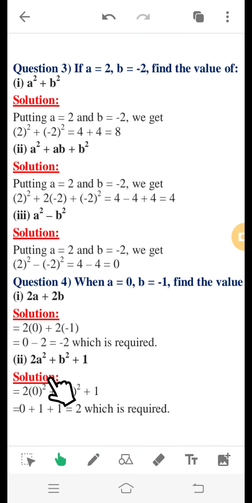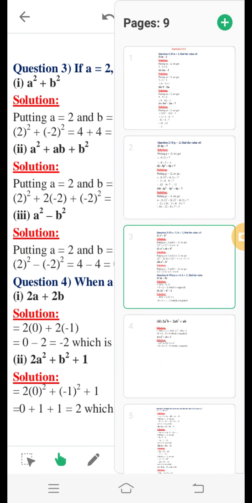Second one, 2a square plus b square plus 1. Put the value a is equal to 0, b is equal to minus 1. We get 2 into bracket 0 square plus minus 1 square plus 1. Here it's 0, 1 ones are 1, plus 1 plus 1. So 1 plus 1 is equal to 2.